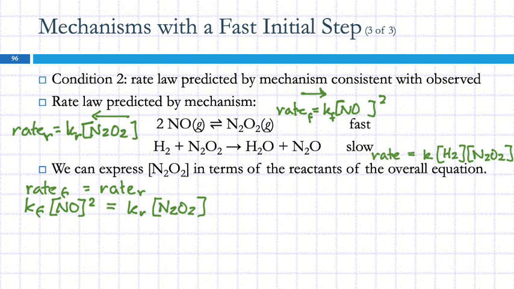So now what is done? No, we're not done. We're not even close. So this is what we predict from the slow step. Our problem is that it's got this N2O2 in it. And so we're doing this business over here so that we can get rid of N2O2. So we're going to take this and rearrange it to find out, well, what does N2O2 equal?